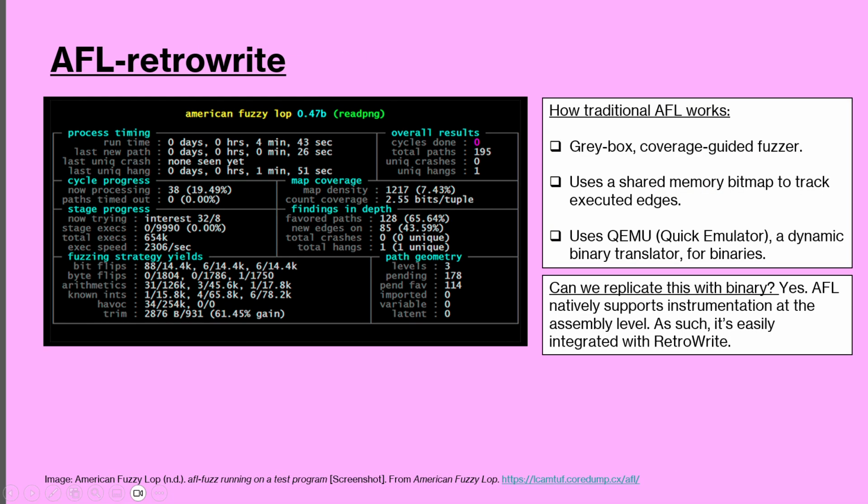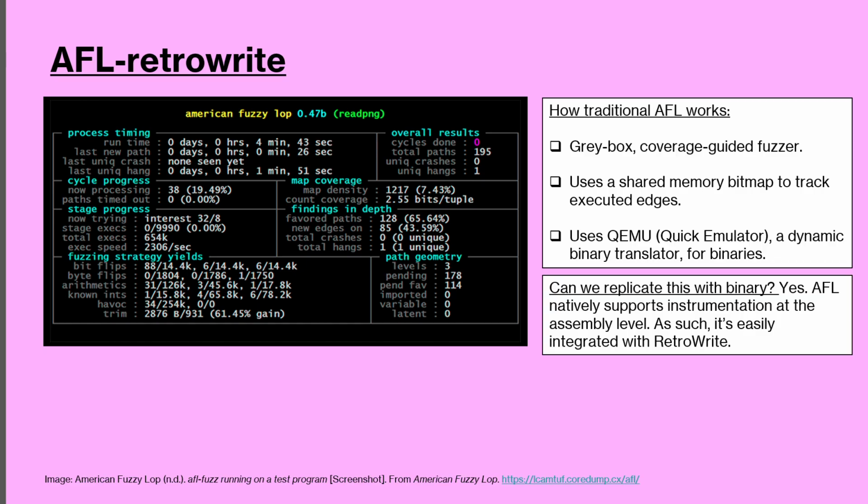Now, on the other hand, as a fuzzer, AFL works by maintaining a bitmap in shared memory to track which control flow edges are executed. When the instrumented program runs, it updates the bitmap to reflect the edges it traverses. After execution, AFL examines the bitmap to determine whether the input triggered any new behavior, using this information as feedback to guide coverage-based fuzzing. Now, by default, AFL relies on QEMU, quick emulator, to instrument binaries at runtime.